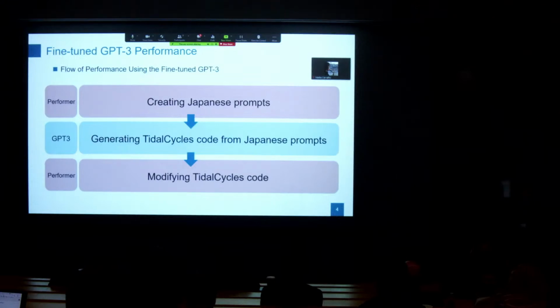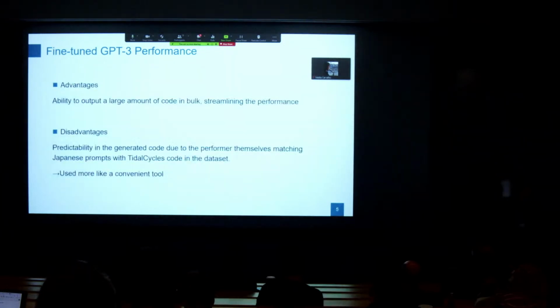The flow of the performance involves the following steps. Firstly, creating Japanese prompts. Secondly, generating TidalCycles code from Japanese prompts. And thirdly, modifying TidalCycles code. To enable performers to better understand nuances of the language and design effective prompts, we adopted Japanese as a native language. As a result, efficiency of the performance was enhanced due to the ability to output a large amount of code in bulk. But since a self-created dataset was used, the generated output was to some extent predictable.